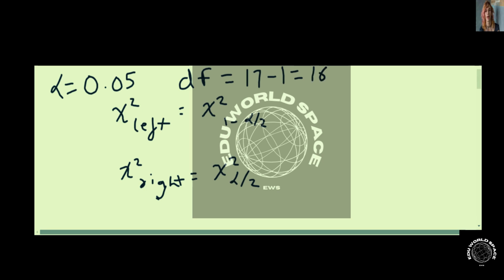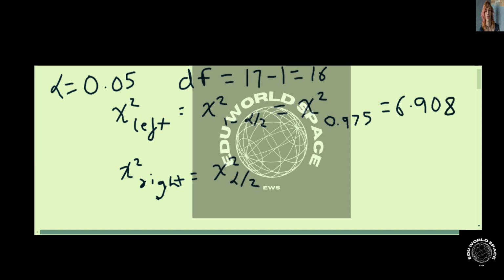So chi-square left value is basically chi-square 1 minus alpha by 2. Alpha by 2 would be 0.025, and 1 minus alpha by 2 would be 0.975. So the chi-square left value is chi-square 0.975 with degrees of freedom 16. Using table G, you'll see that this value is 6.908.